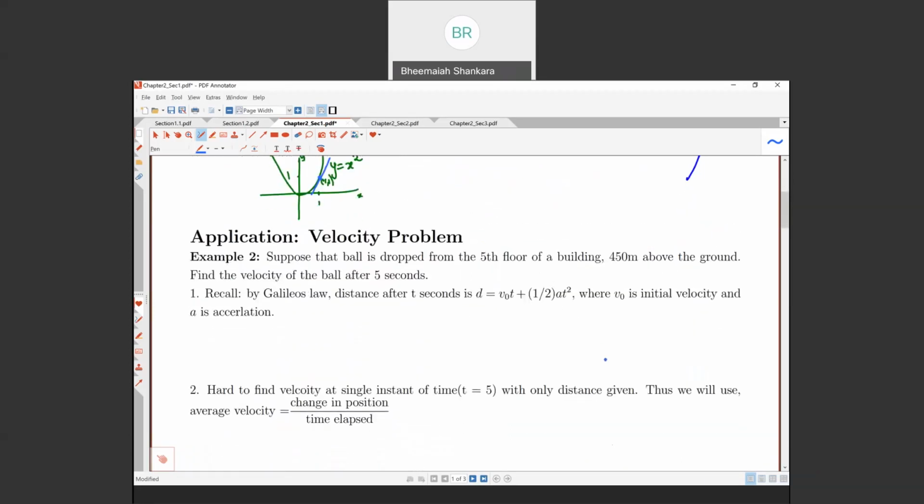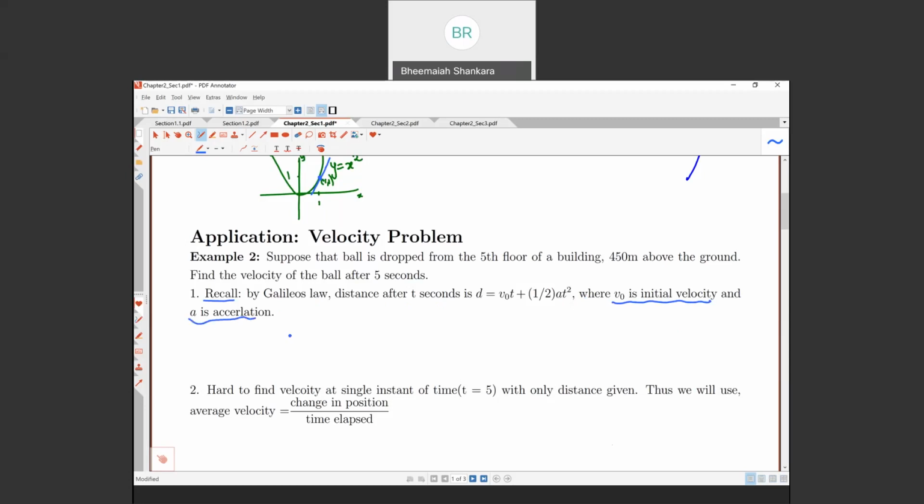Next is application. Suppose that the ball is dropped from the 5th floor of a building 450 meters above the ground. Find the velocity of the ball after 5 seconds. So we have a recall. This is by Galileo's law that the distance after t seconds is given by this formula, where v sub 0 means the initial velocity and a is the acceleration.